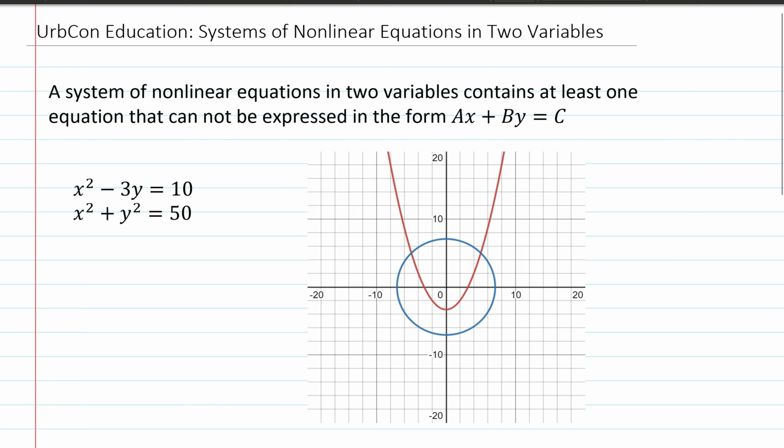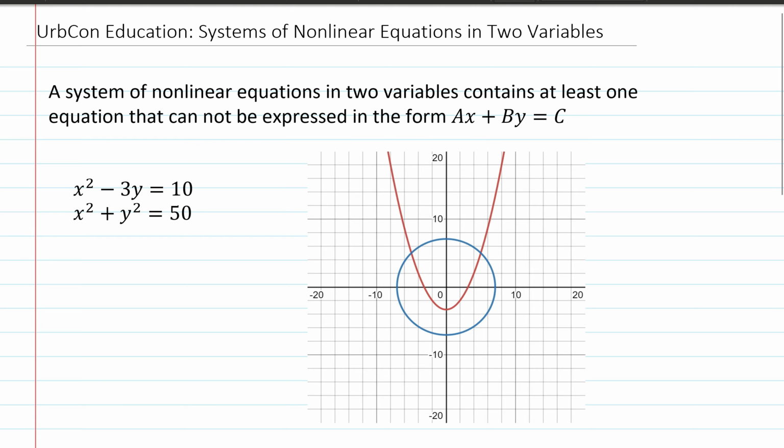variables. What are they? Well, they're two equations where at least one of them cannot be expressed in the form of ax plus by equals c, in the form of a straight line. So if you take a look at our example here, we have x squared minus 3y equals 10 and x squared plus y squared equals 50. Well, the first one is a parabola. The second one is a circle. So we have the equation of a parabola and the equation of a circle.